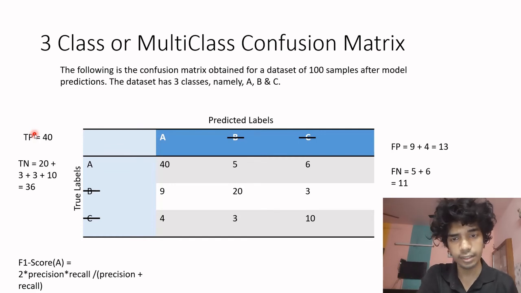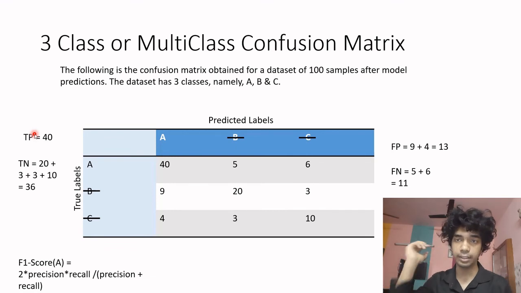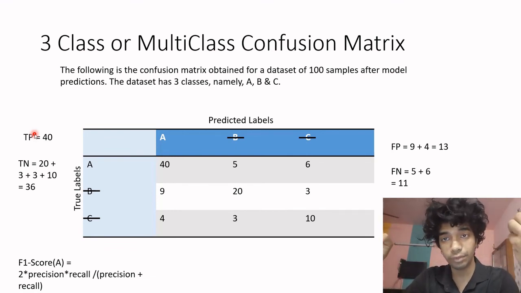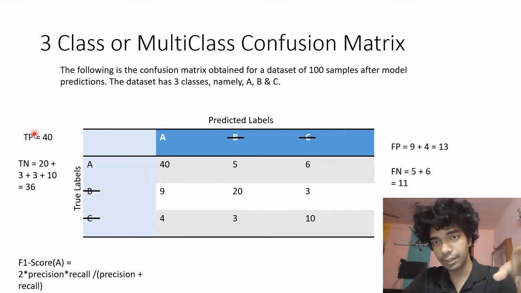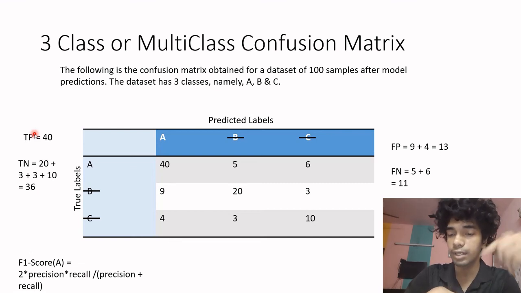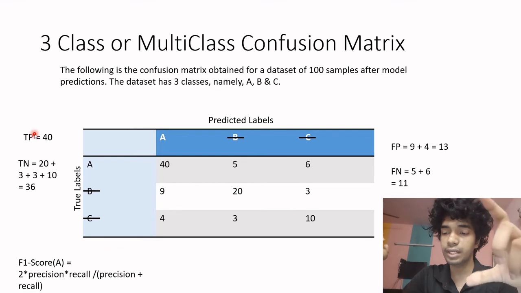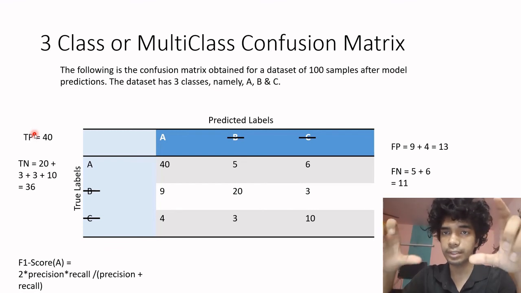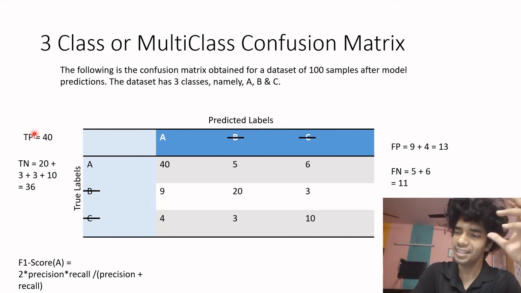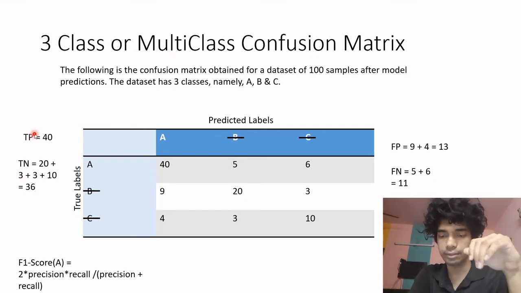As simple as that. If you have any confusion, basically if you were to calculate for class B, what would you do? You would calculate the true positive of class B, the false positive of class B, the true negative of class B, and the false negative of class B. I'm not doing it in detail, let's do it verbally. I think it's quite simple. It should have been simple if you have followed the previous video.